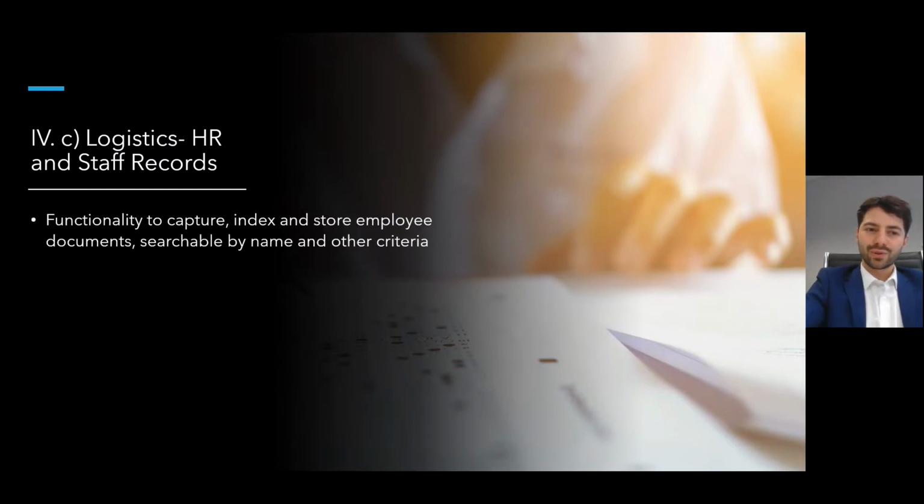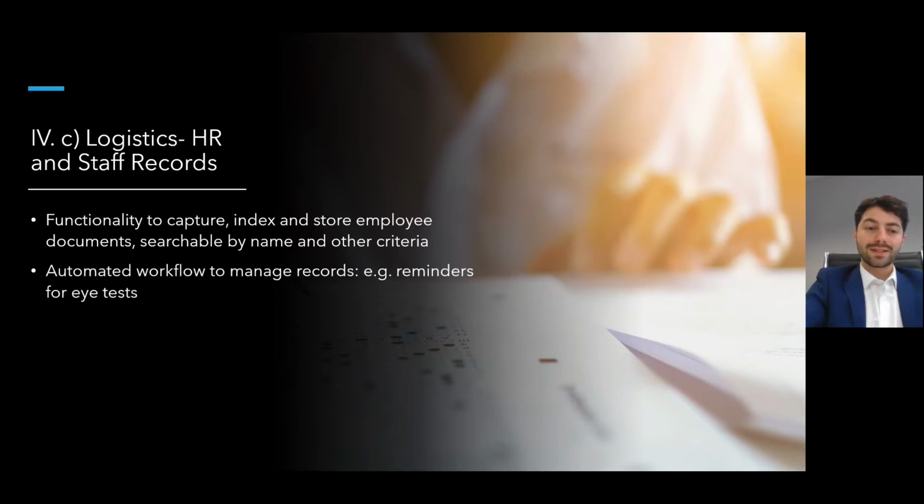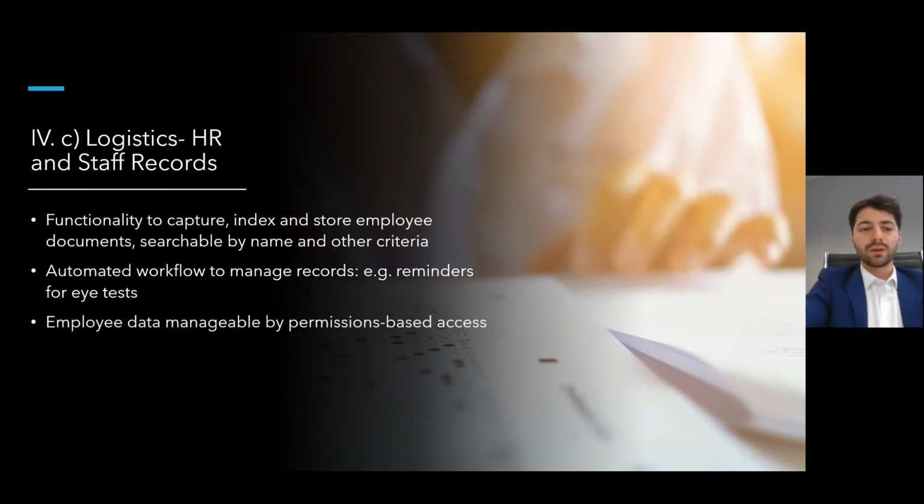And then finally, you've got your logistics, your HR, your staff records. So in logistics, you have a few additional records which you need to provide, including your eye tests. So we gave them the functionality to capture, index, and store all of those employee documents, searchable by name, like I say, and other criteria like start date, and an automated workflow to manage the records to make sure that all of that information was up to date. So like I say, reminders for eye tests, very important.